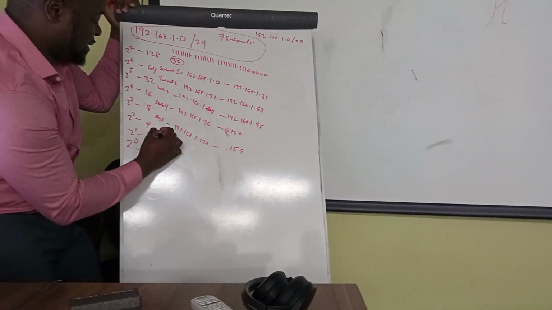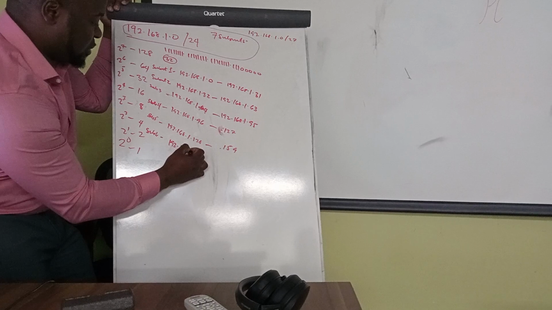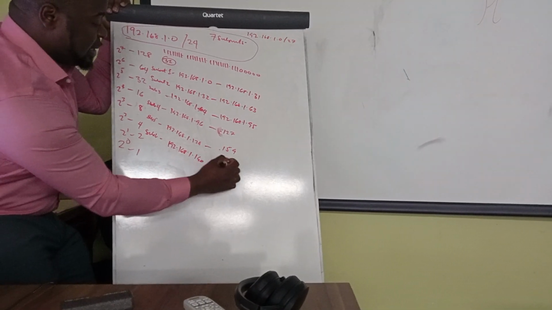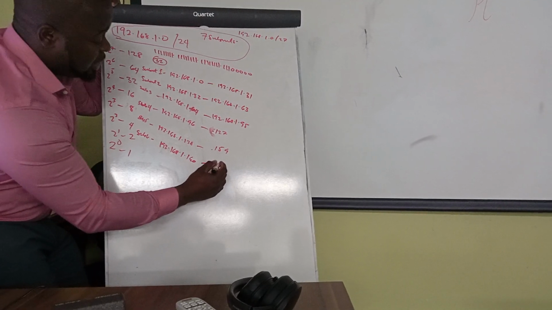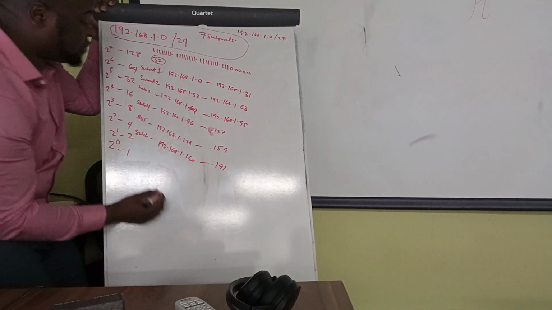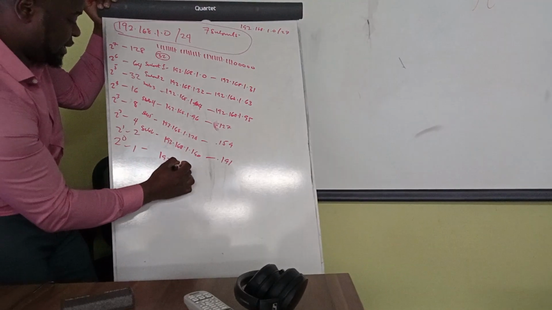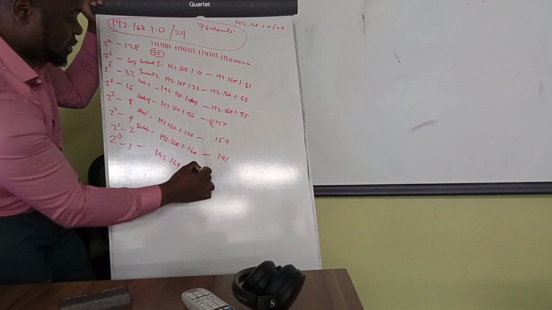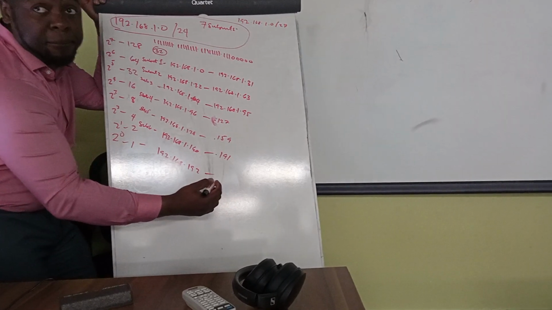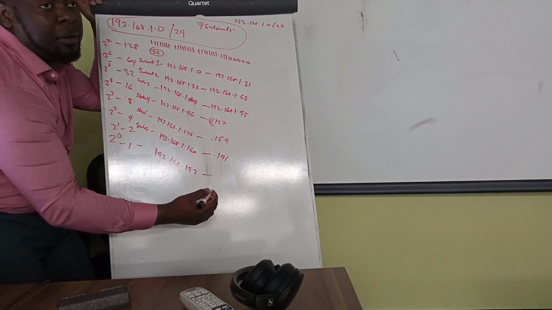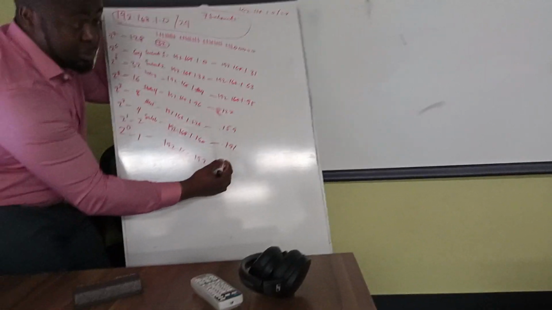So subnet 6 is what? 160. 192.168.1.160, all the way to what? 191. Then the last one is what? 192.168.1.192, all the way to what? 223.